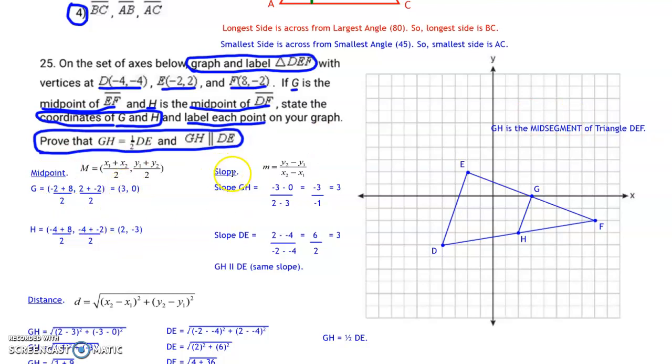Then I found the slopes. Why was I finding slopes? I have to prove that GH is parallel to DE, and I can prove that by identifying whether they have the same slope. It looks like here the slope formula gave us 3 for GH. It also gives us 3 for DE, which means these two slopes are the same. If they're the same slope, that means they're parallel. I can look at the diagram and say, well, they're basically parallel to each other. They're running alongside each other, but I need this mathematical proof so that I can prove it.